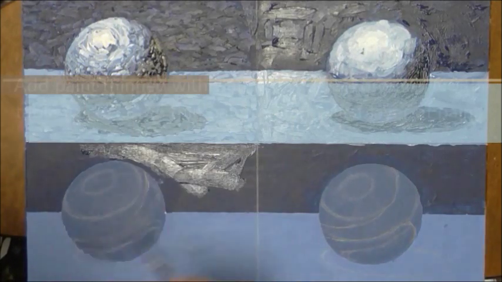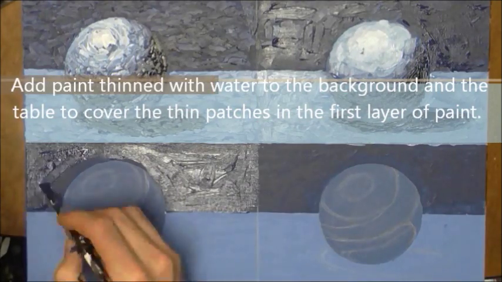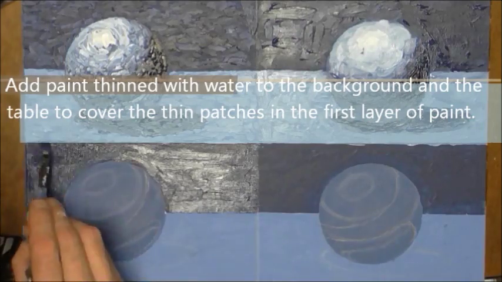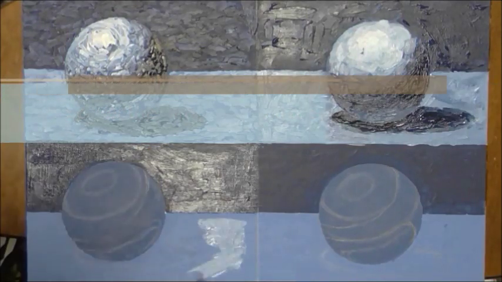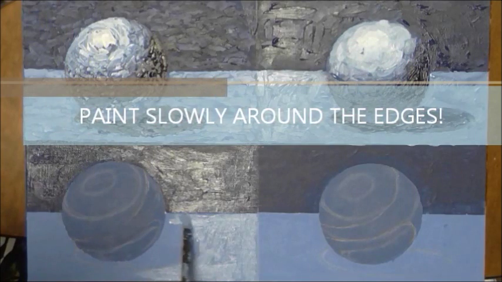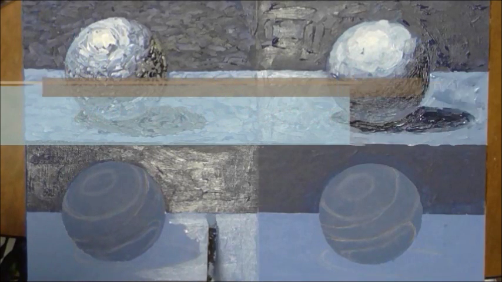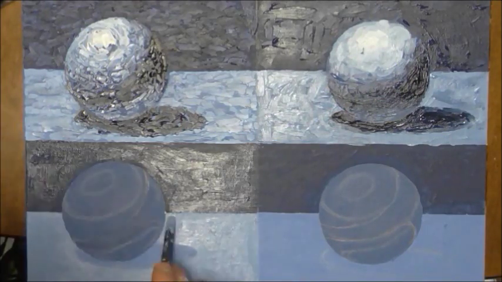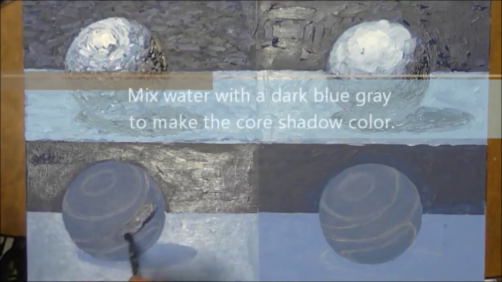I'm going to start by going over the underpainting in the background with acrylic that has been slightly thinned with water. When I get to the edge of the circle and the line that divides the table from the background, I'm going to slow down and add even more water to the paint. This will help me to sharply define the edges in the painting.